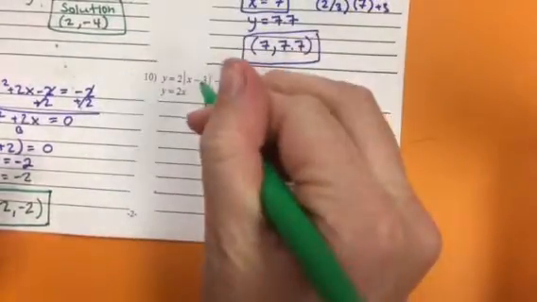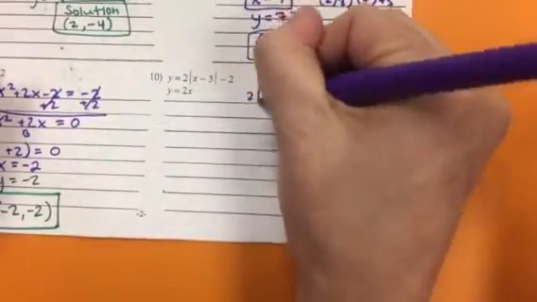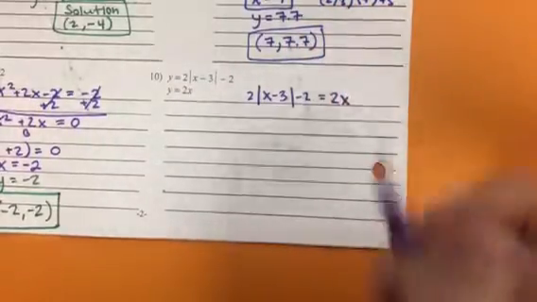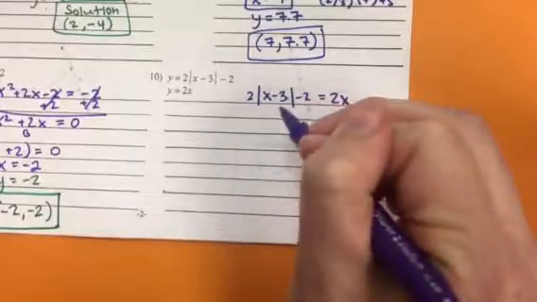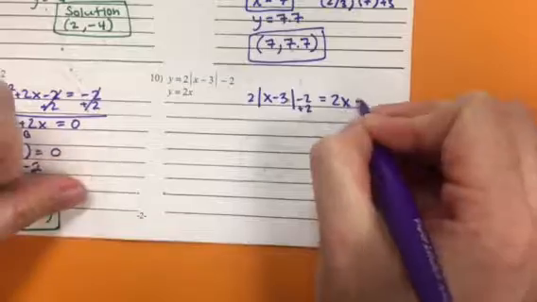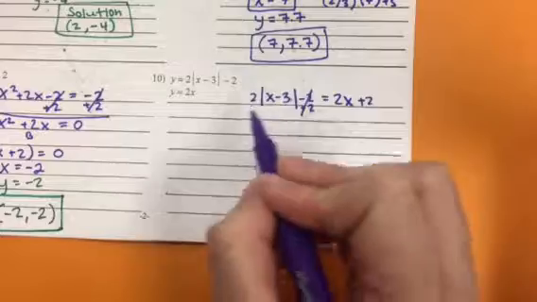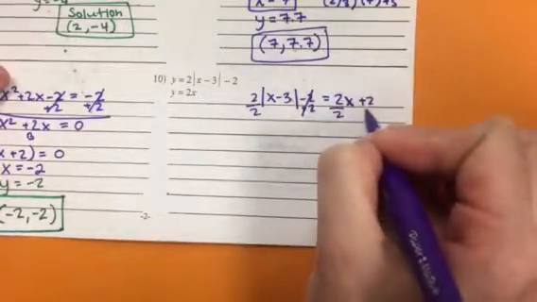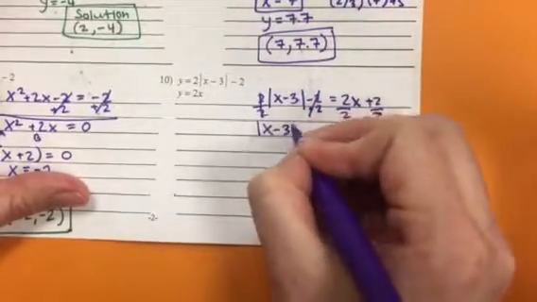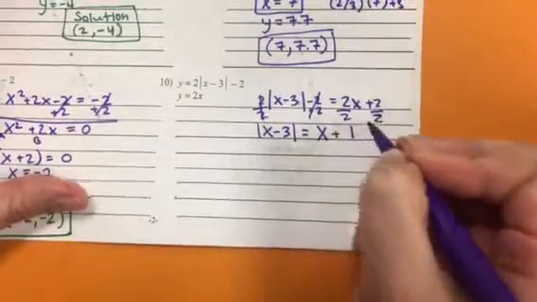Problem 10, I have an absolute value. I'm going to set them equal. I want to get the absolute value all by itself. So first I check if I can add or subtract. I can add this 2 to both sides. And then I check if I can multiply or divide. I can divide by that 2 to get them to cancel out. That becomes 1x. 2 divided by 2 becomes a 1.